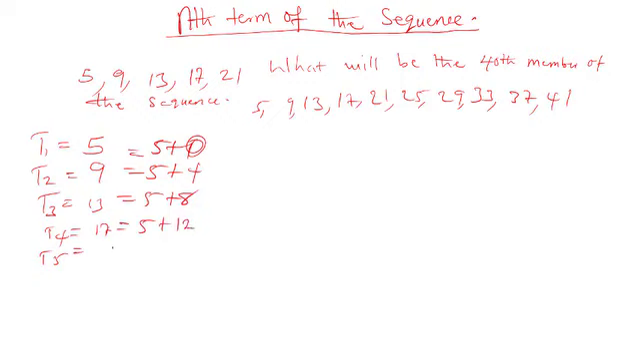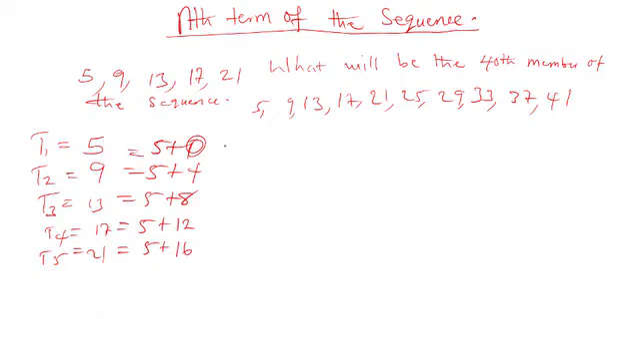This is 5 plus 16, that's 21. 5 plus 16 continuously. Now look at what's going on in this sequence. The first term here is 5, which is constant, but look at what is going on in this other line. 0, 4, 8, they're adding multiples of 4.